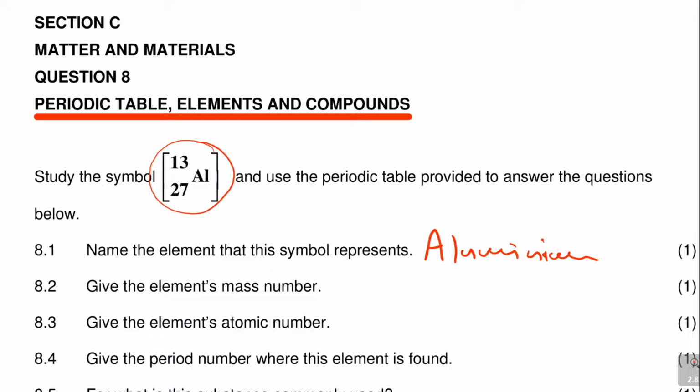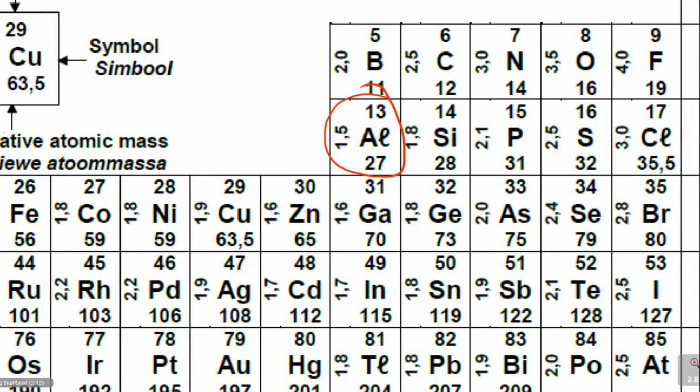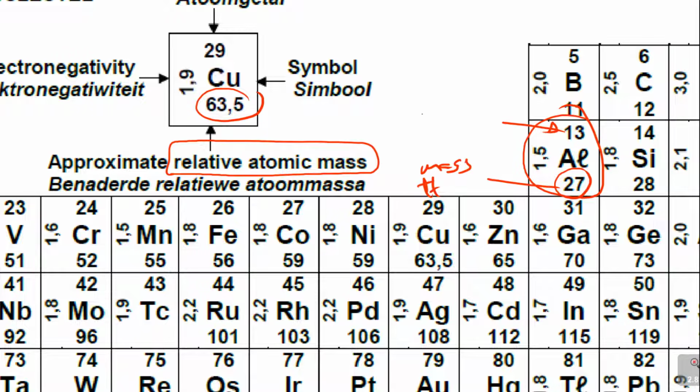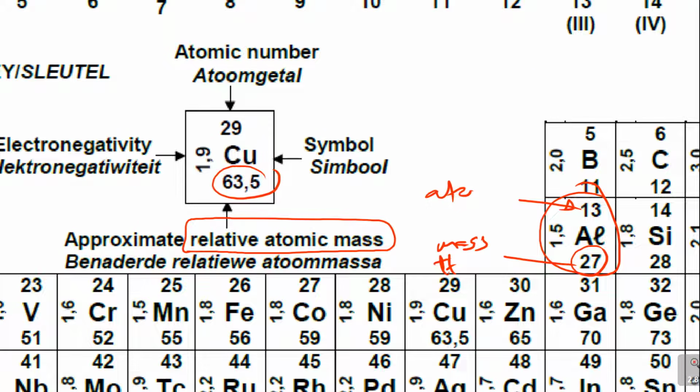Alright, give the element its mass number. Come back to the periodic table. They even tell you the approximate relative atomic mass is the symbol there, which automatically says that this is the mass number there. Alright, and then what about this one? There is the atomic number, which is the number of protons. This is the proton number.